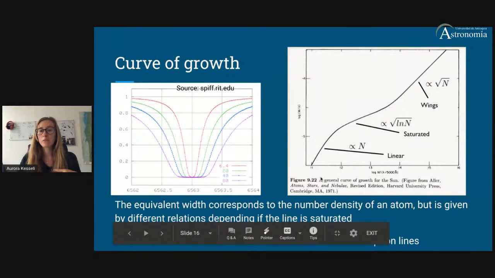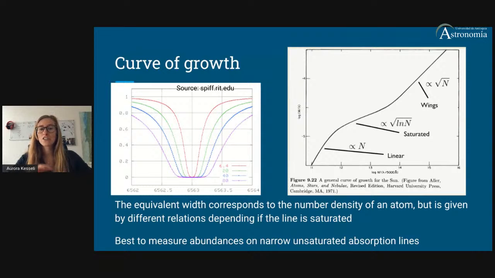So you have a few different regimes for lines. The easiest thing to do is to just measure absorption lines from lines that are not saturated. So the best lines to measure these abundances are narrow lines that are not too deep. You don't want to use the main transition because that has the negative effect that it could become saturated and you get these more complicated relations.